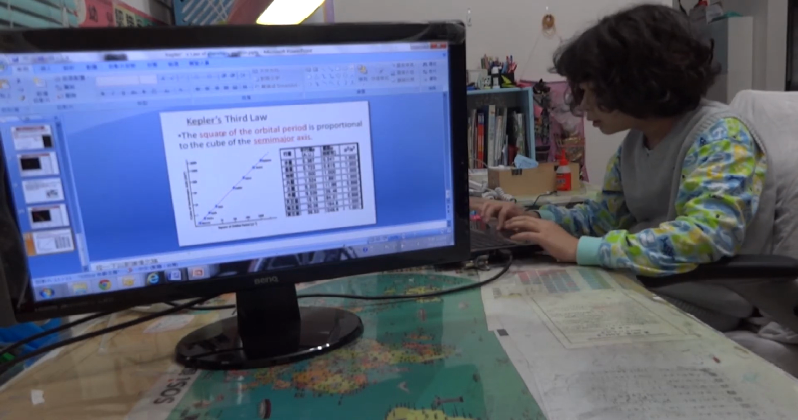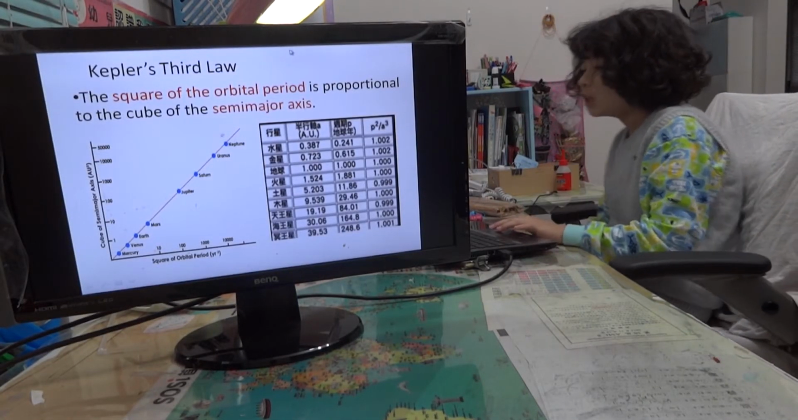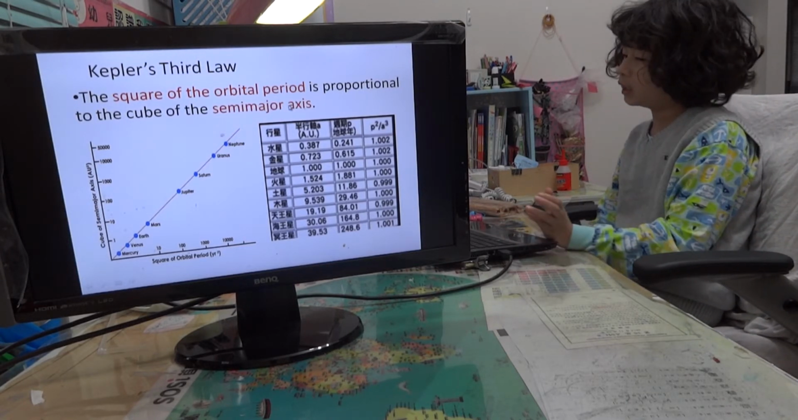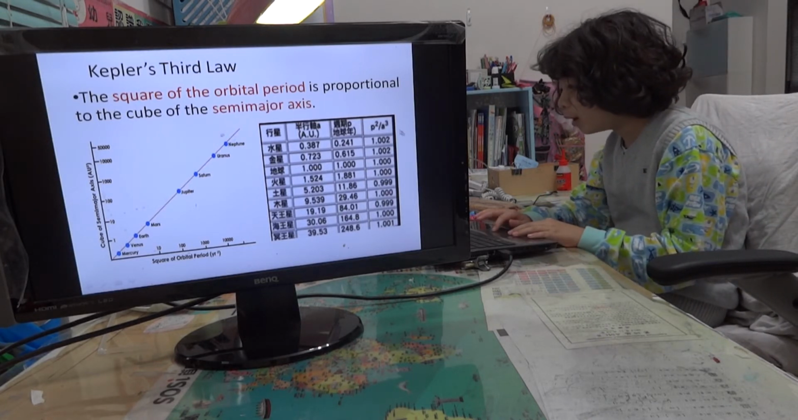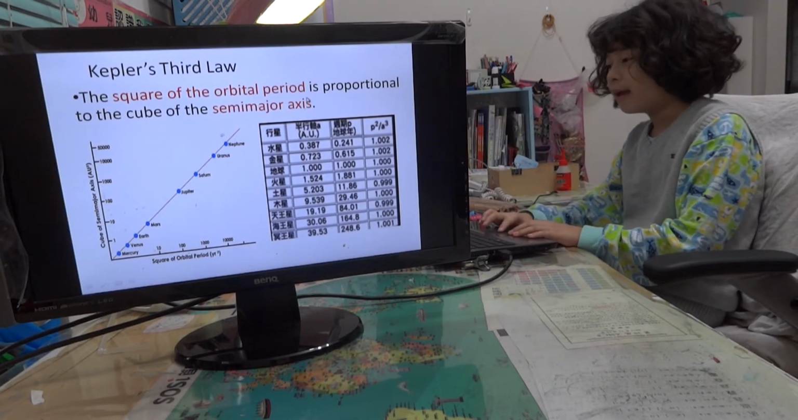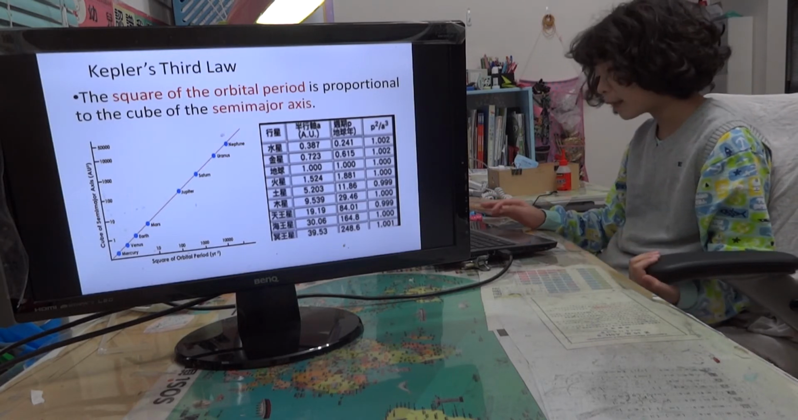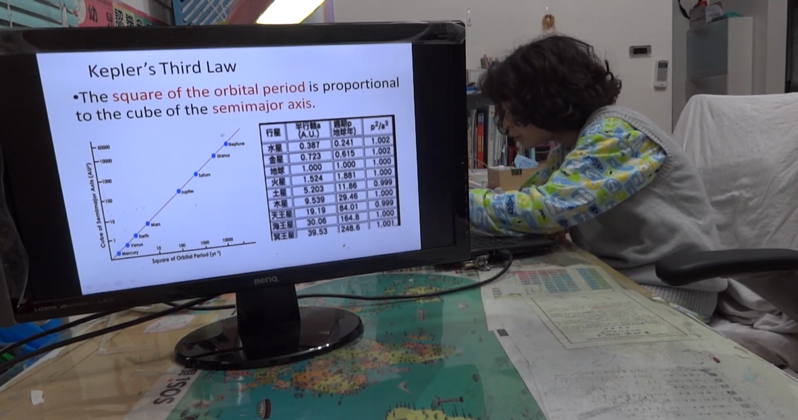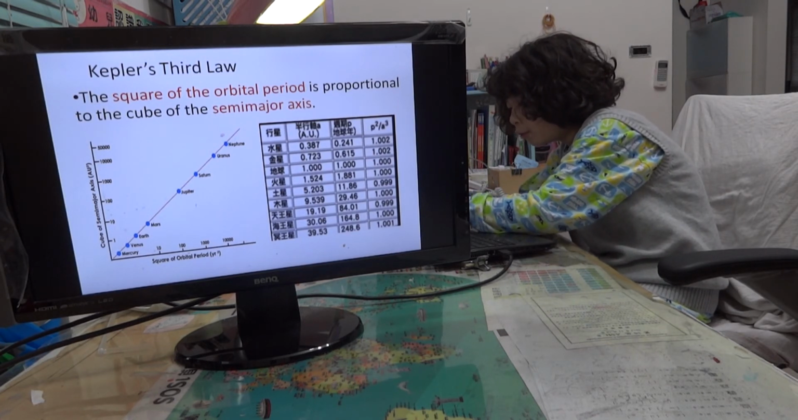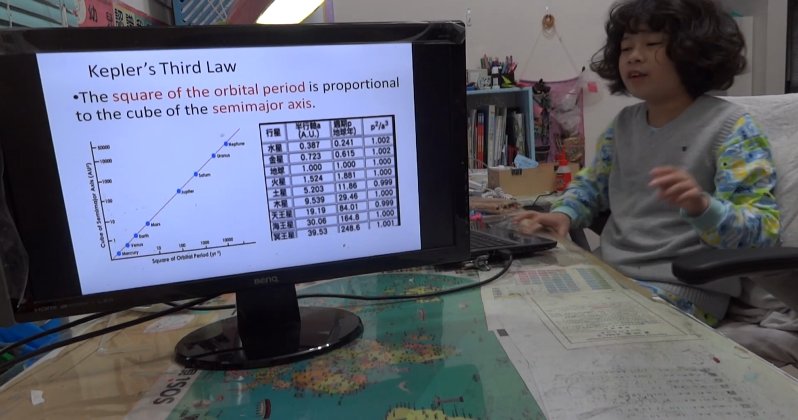Kepler's last law. What does it say? It says that the square of the orbital period over the cube of the semi-major axis is always a similar number, close to 1. So P squared, where P is the time for one orbit, over the semi-major axis cubed is always close to 1. So 1.002, 1.002, 1, 0.999, 0.999, 1.001. Okay, so thank you, bye bye.